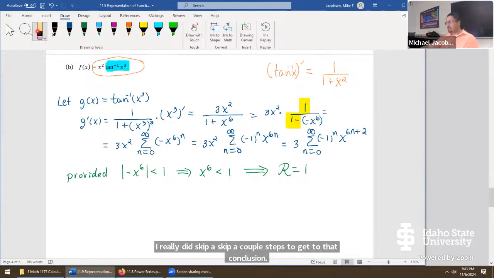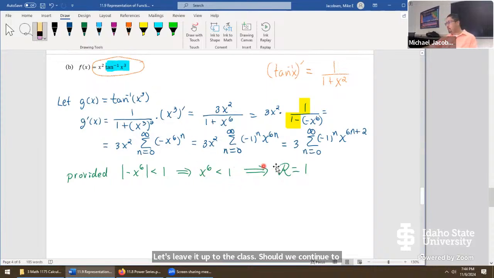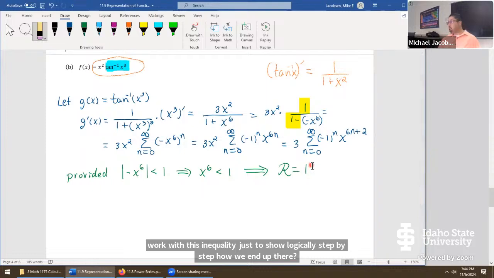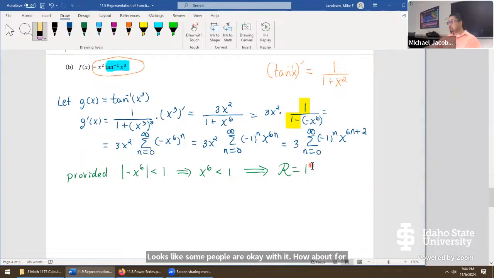Let's leave it up to the class. Should we continue to work with this inequality just to show logically step by step how we end up there? Looks like some people are okay with it. How about for folks in Zoom? Is this okay with that shortcut there?